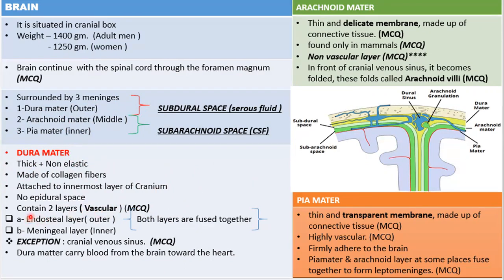This dura mater has two layers and is highly vascular. Why is it highly vascular? Because it is made up of two layers, and its main function is to carry blood from the brain towards the heart. Therefore, it is vascular. It has two layers, as I've already said: the endosteal layer outer and the meningeal layer inner. Basically these two layers are always fused together, but there are some exceptions, some parts in the brain where they do not fuse.